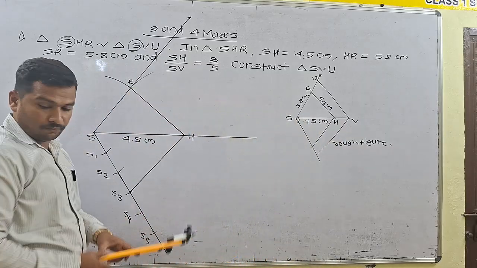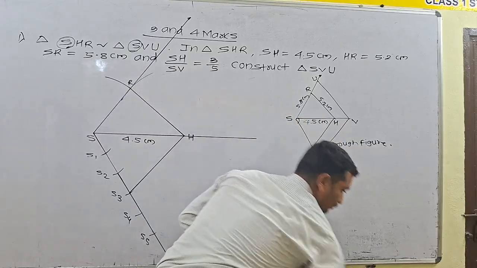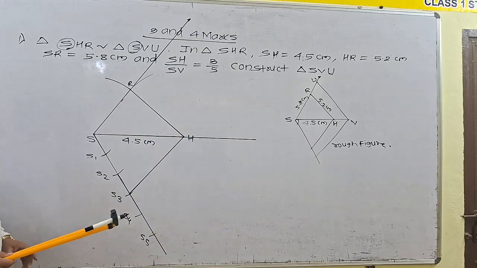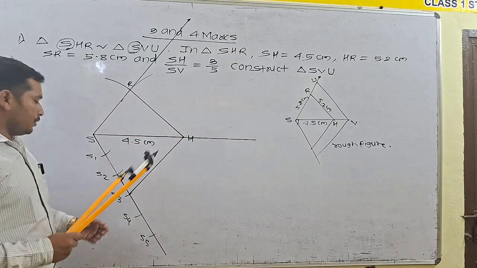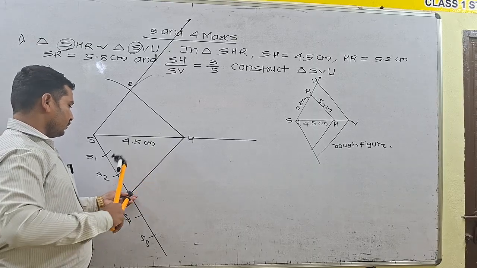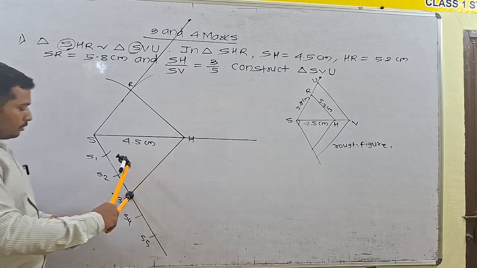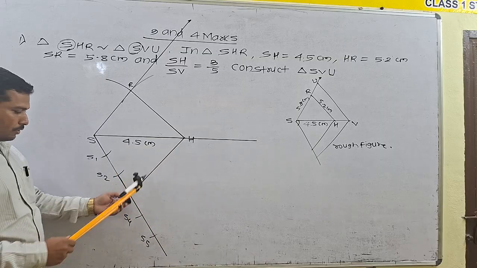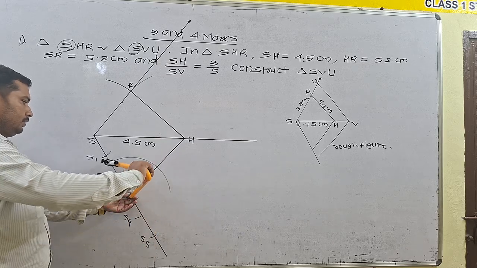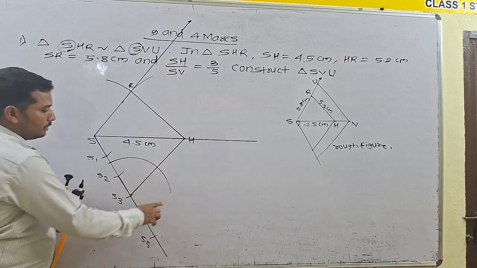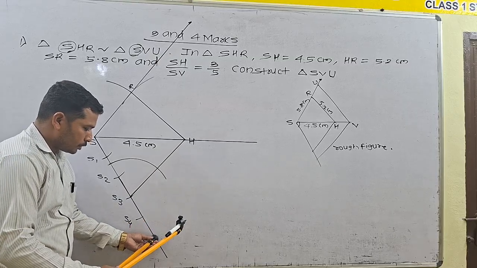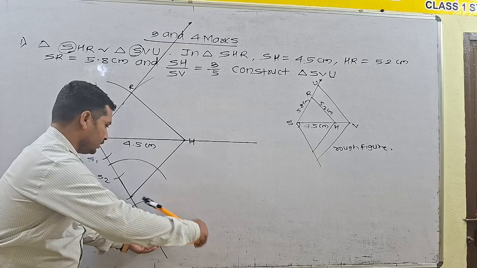The next step is, look at the board. Make approximately 2 centimeter distance in your compass. We put the compass on S3. There is S3. Again we take the angle here, the middle angle, and the same thing. We put our compass on S5. So there is S5.